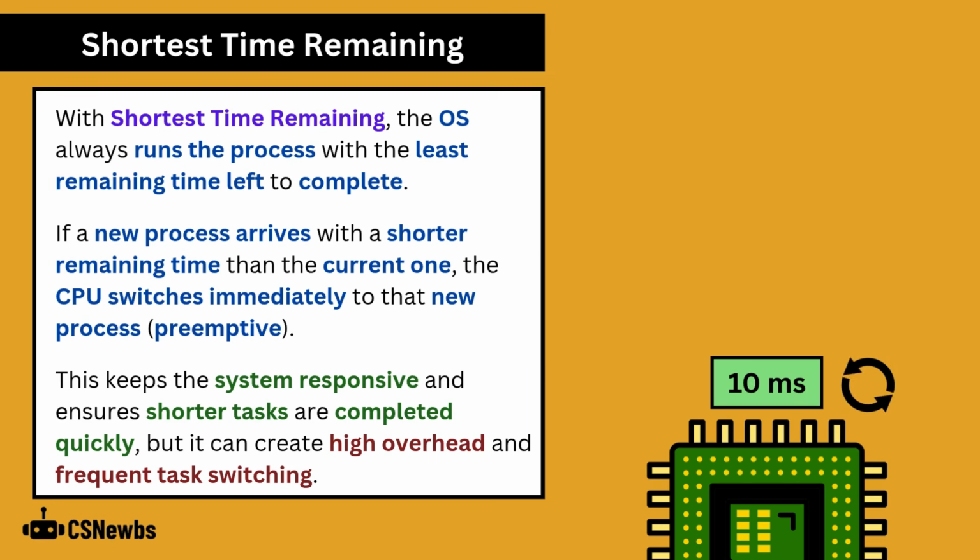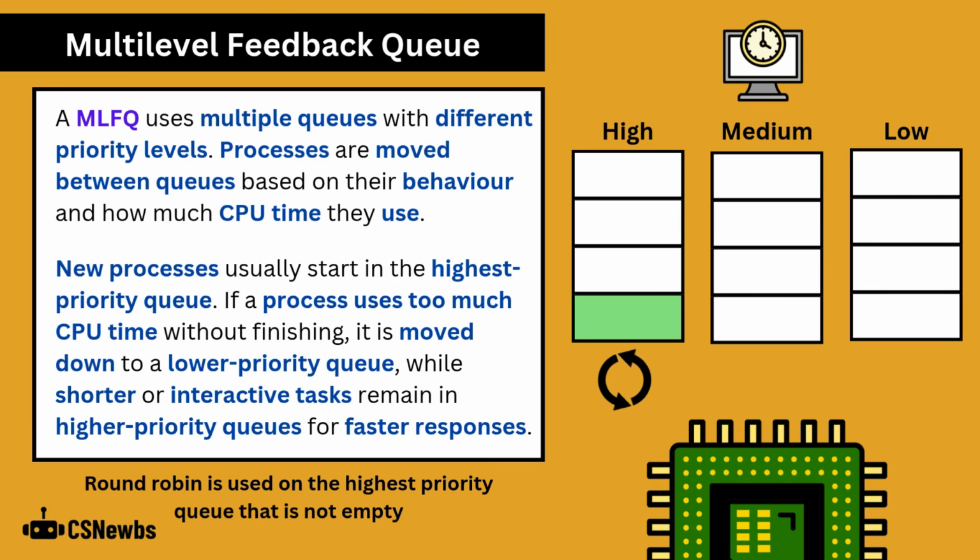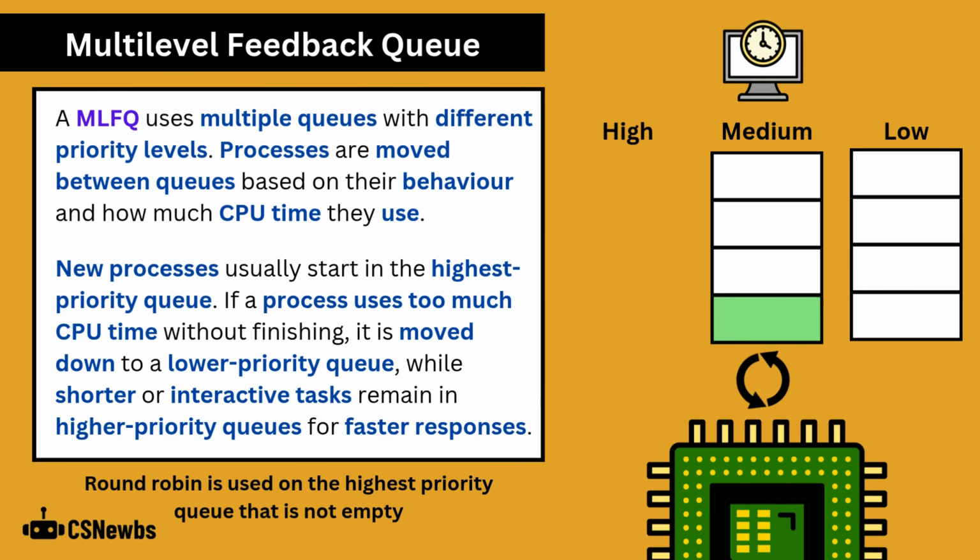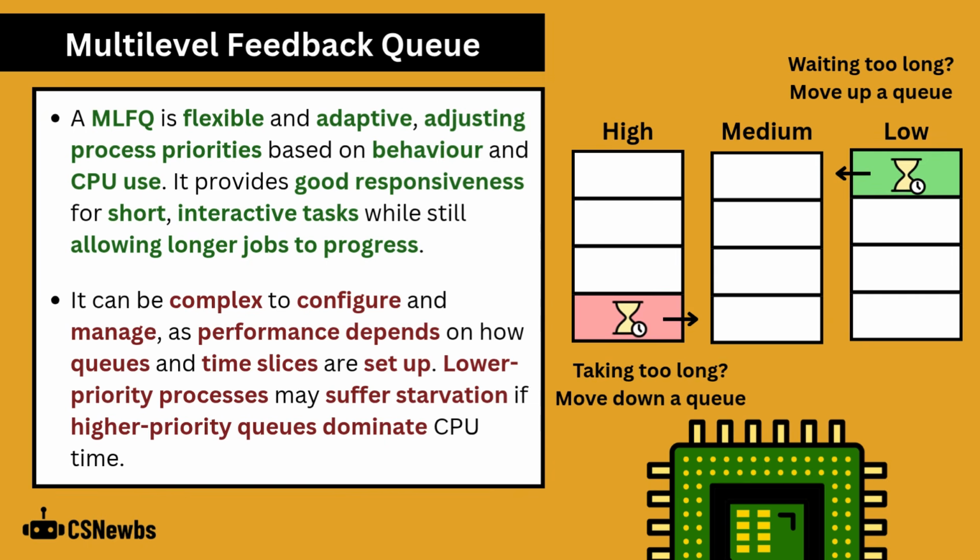A multi-level feedback queue uses multiple queues with different priority levels. Processes are moved between queues based on their behavior and how much CPU time they use. New processes usually start in the highest priority queue, and if a process uses too much CPU time without finishing, it is moved down to a lower priority queue, while shorter or interactive tasks remain in higher priority queues for faster responses. A multi-level feedback queue is flexible and adaptive, adjusting process priorities based on behavior and CPU use.